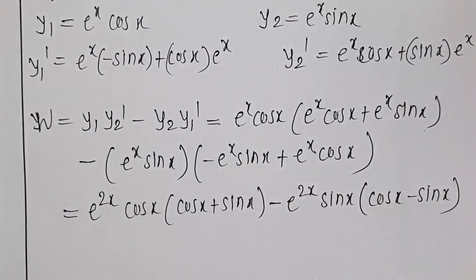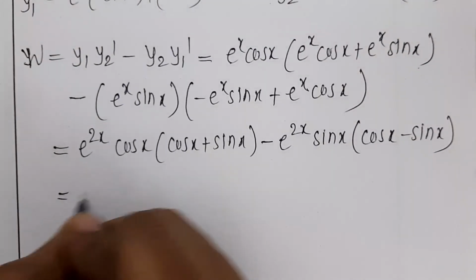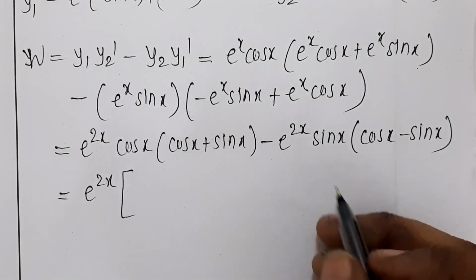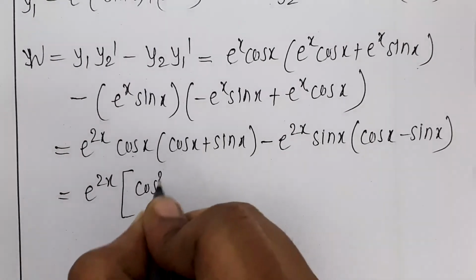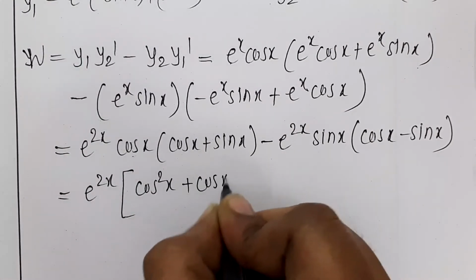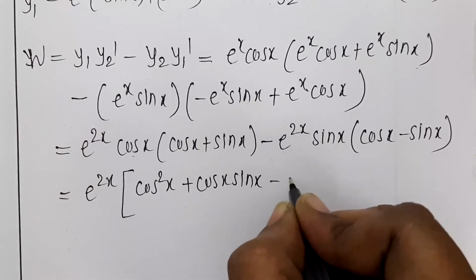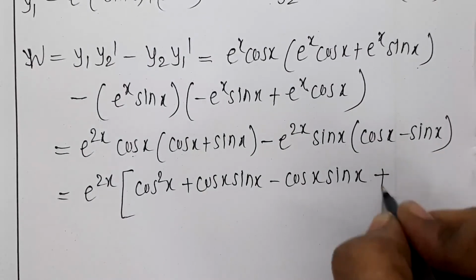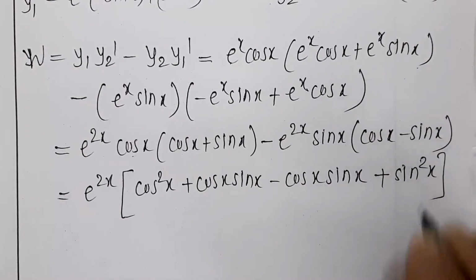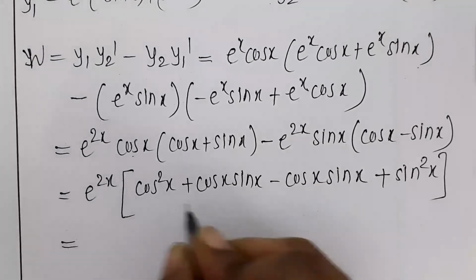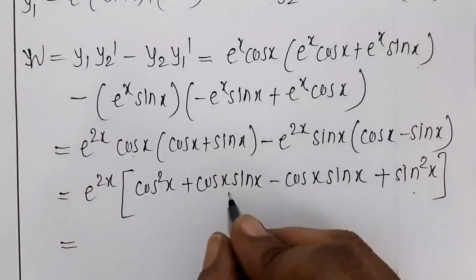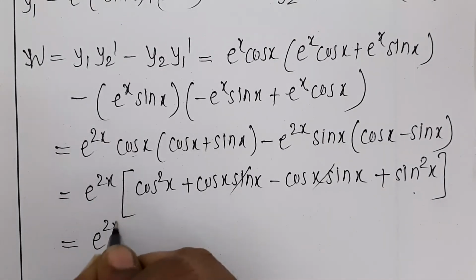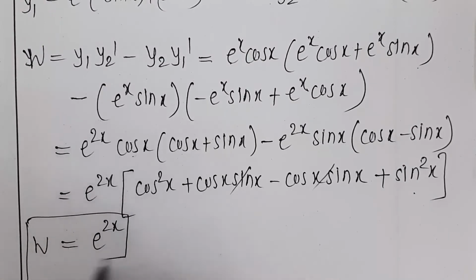This is cos x minus sin x. Now it is equal to e^2x. Taking e^2x common from both terms, cos x into cos x is cos^2 x, plus cos x into sin x, minus cos x into sin x, and minus with this minus becomes plus sin^2 x. So this is equal to cos^2 x plus sin^2 x, which is 1; cos x sin x minus cos x sin x gets cancelled. So the remaining is only e^2x.